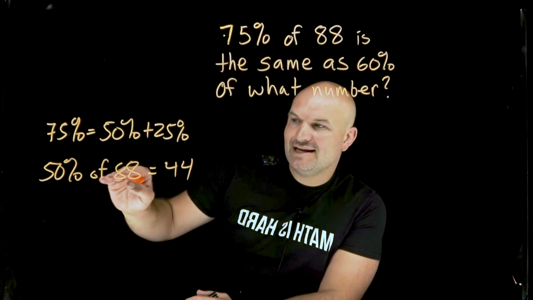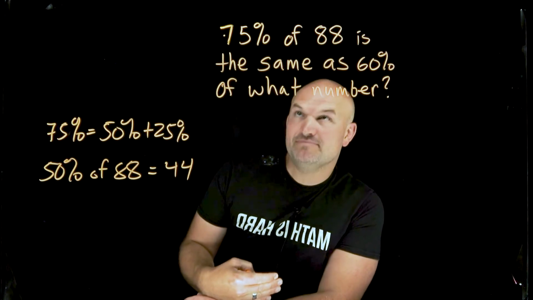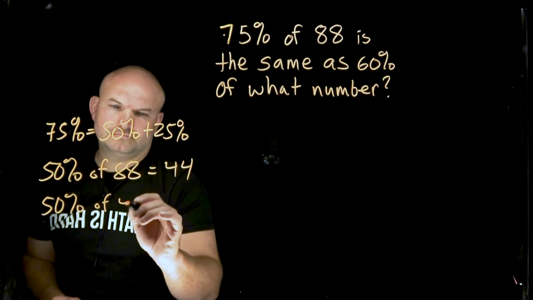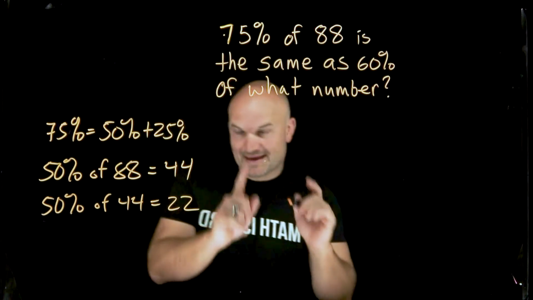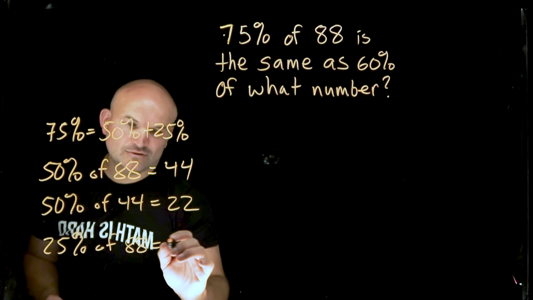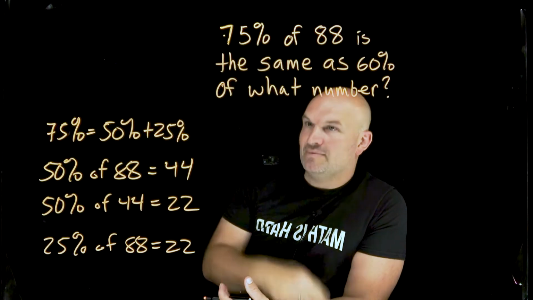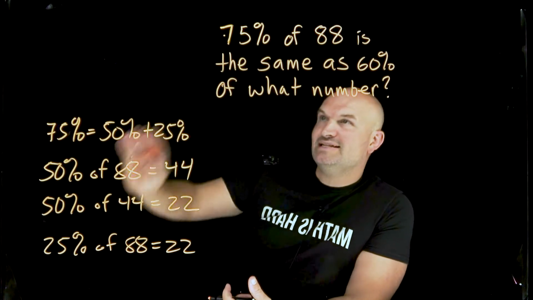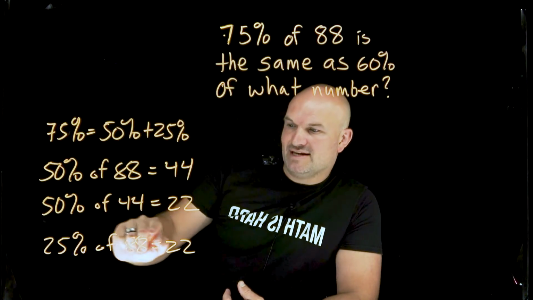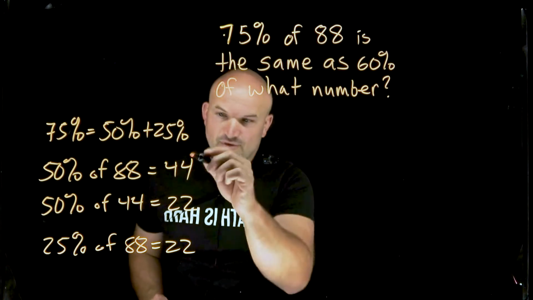Now, if we do that one more time, if we take 50% of 44, that is technically going to be 25% of 88. So what that means is 25% of 88 is equal to 22, right? That's the same idea. So all I'm doing is taking one percentage and continually breaking it down. The reason why this is important is because we need to get to 75%. Well, if I know 50% of 88 is 44 and 25% of 88 is going to be 22, then I can say 75% is going to equal 44 plus 22.